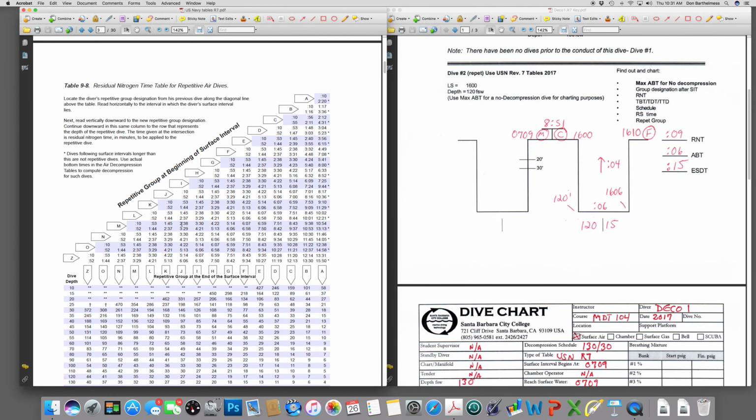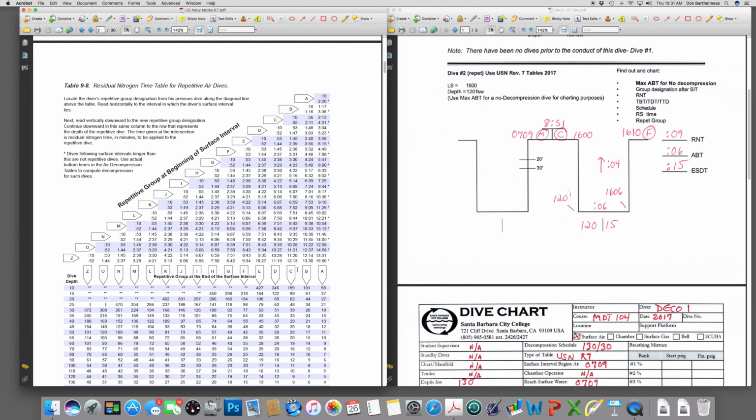It doesn't fit in here. There's 2:38, 3:29. Scroll across, and it fits between 8 hours and 43 minutes and 9 hours and 37 minutes. So right in here. And if we follow the arrows down, that tells you that you are a C diver. You have C amount of nitrogen in your body. You went from M to C. That's a significant amount of off-gassing.